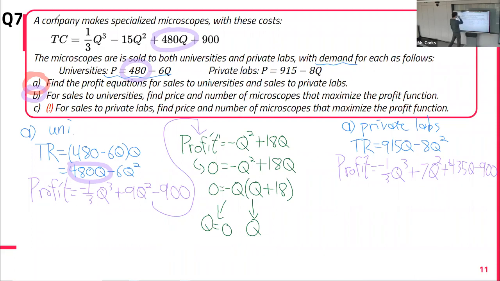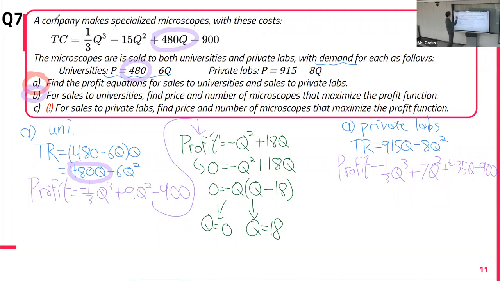Oh yeah, that's why I didn't have that before. It doesn't really matter, we can do it either way. If we factor out the negative Q here, then this would be Q minus 18, and our solution here would be Q equals positive 18. So we have these two turning points.